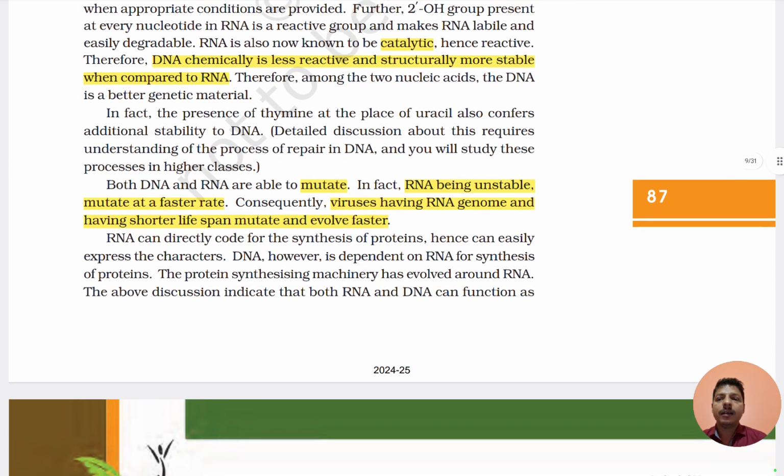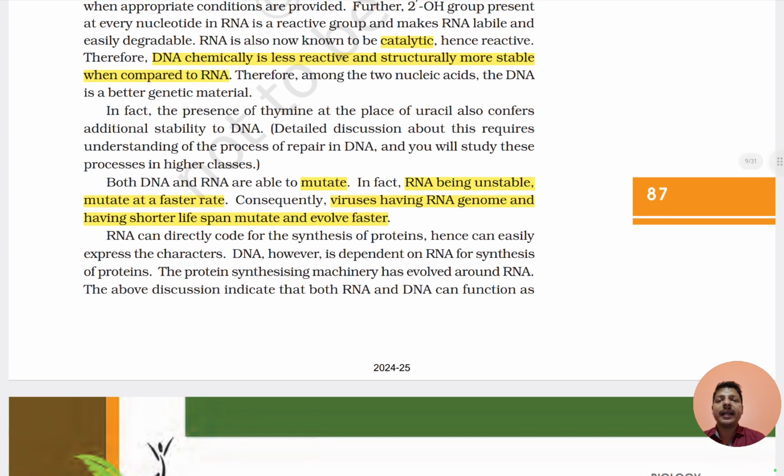Then, both DNA and RNA are able to mutate. In fact, RNA, being unstable, mutates at a faster rate. Consequently, viruses having an RNA genome and a shorter lifespan mutate and evolve faster.